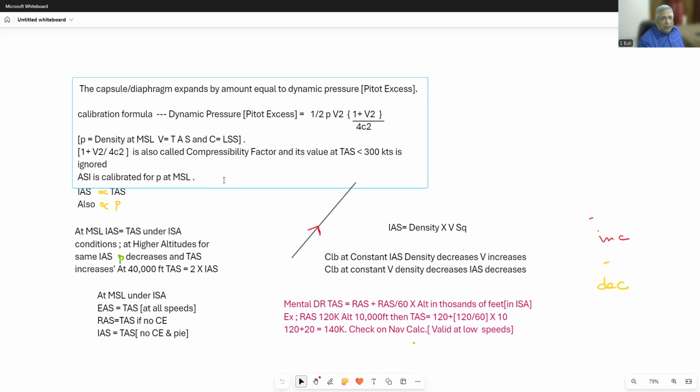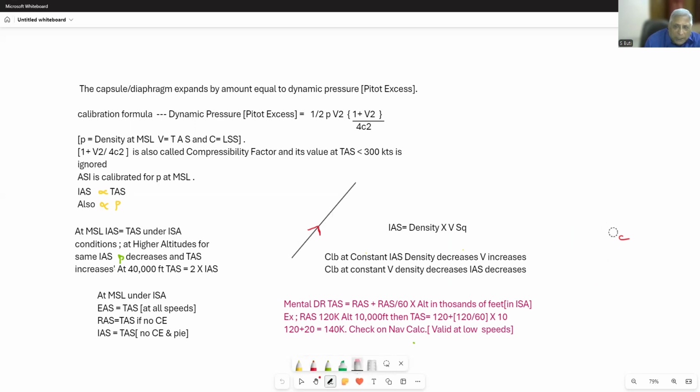So when I'm flying at a constant altitude, at constant density, I will be getting a certain IAS and a certain TAS. If I move into an area of higher temperature, density will fall, true airspeed will increase. And if I'm maintaining a constant true airspeed, then the density will fall, IAS will fall. These relationships you should understand. And what more?